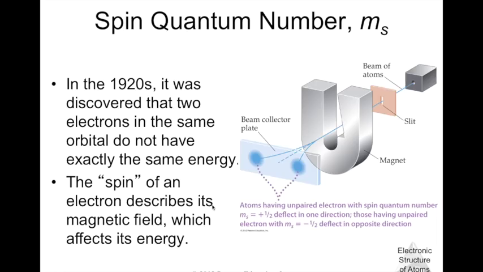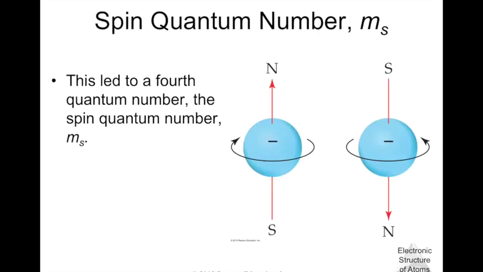The last number, the spin quantum number, we'll talk about it a little bit, but basically we figured out that no 2 electrons in the same orbital can have the exact same energy. So this led us to that spin number. So we found that, okay, you have a little bit of a different spin, so that affects its energy. So yeah, that's the spin quantum number.